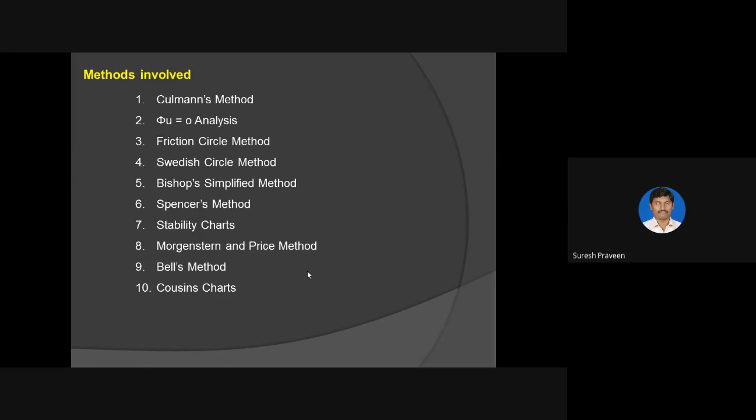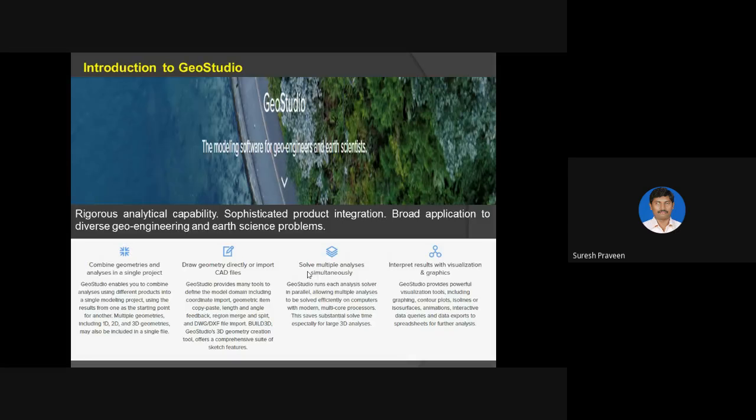So these are the methods involved in the design of slopes. Fellenius's method, phi equal to 0 analysis, friction circle method, Swedish circle method, Bishop's simplified method, Spencer's method, stability charts, Morgenstern and Price method, Bell's method, and Cousins charts. Coming to today's topic, I will solve a problem by using Bishop's simplified method. Right? So these are the methods generally involved in the design of slopes.